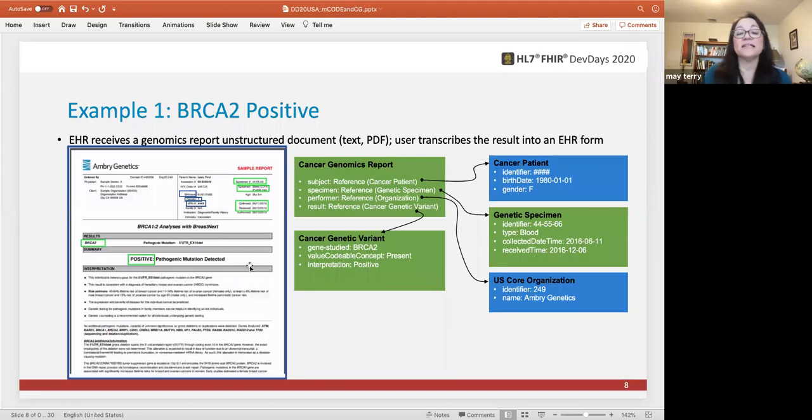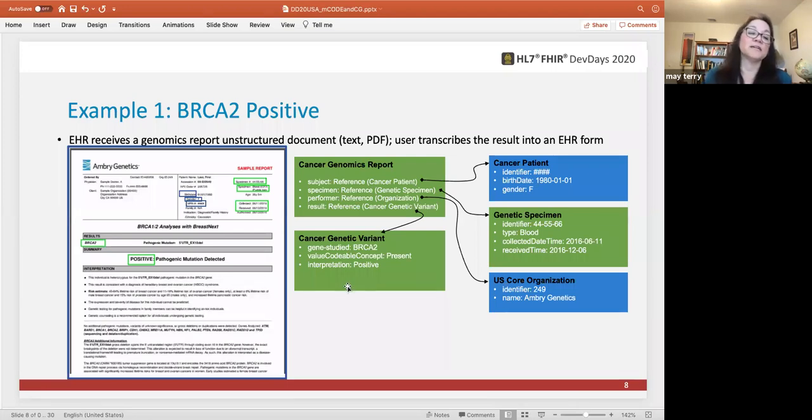How would that translate? Well, in this case, you could see that these are the layperson's names of the profiles that are in mCODE. You'll see that there's Cancer Genomics Report, and then a variant, and that has its relationship to the patient. So you'll see the patient demographics, the report itself that tells you which organization is involved, the specimen, the type of specimen, as well as the collected date and time. You can see all this matching here.